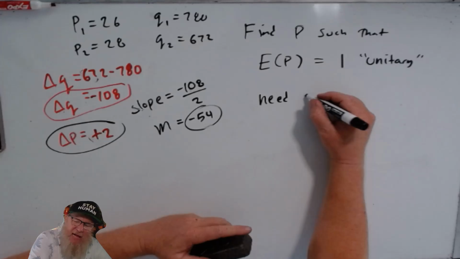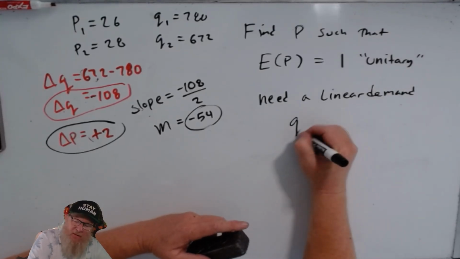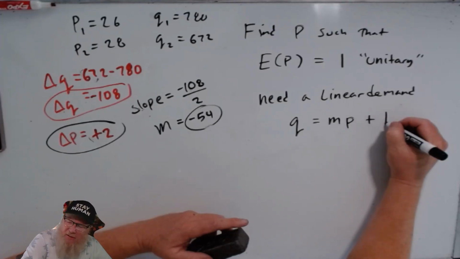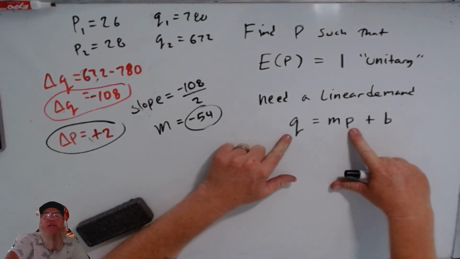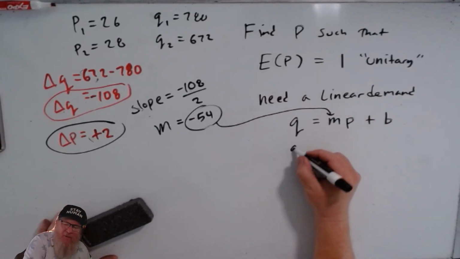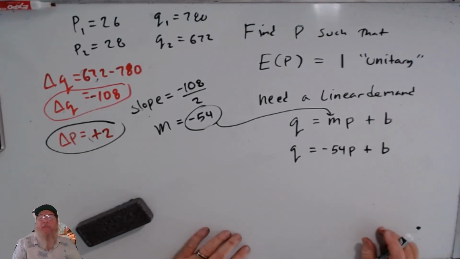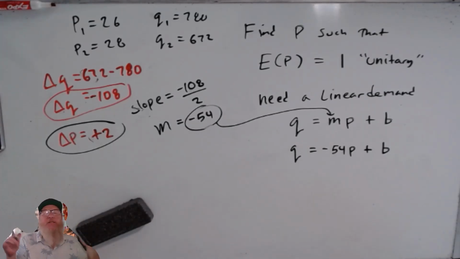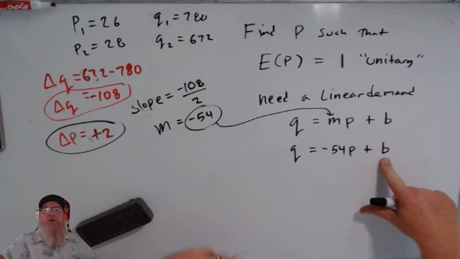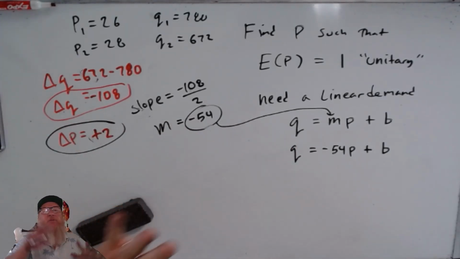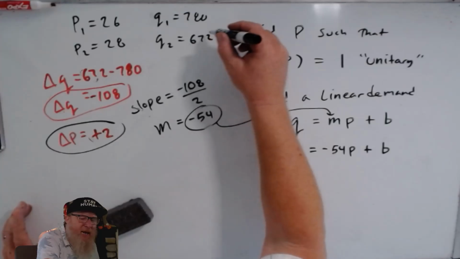So we need a line Q equals MP plus B. Remember, Q is like Y, P is like X, M is negative 54. Now, there are lots of fancy ways to do this. You could draw a graph, make it very nice and straight, and then find the B that way. You could use one of the fancier formulas, y2 minus y1 equals m times x2 minus x1.